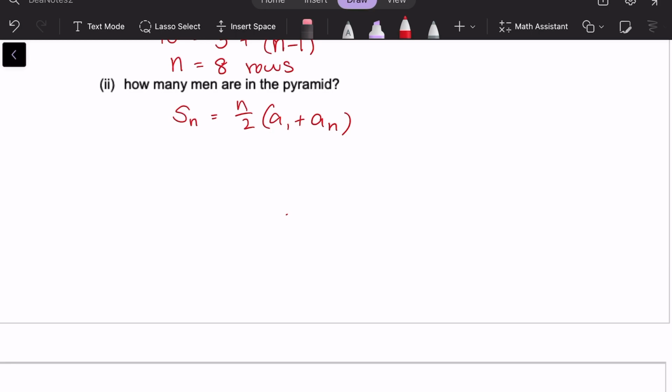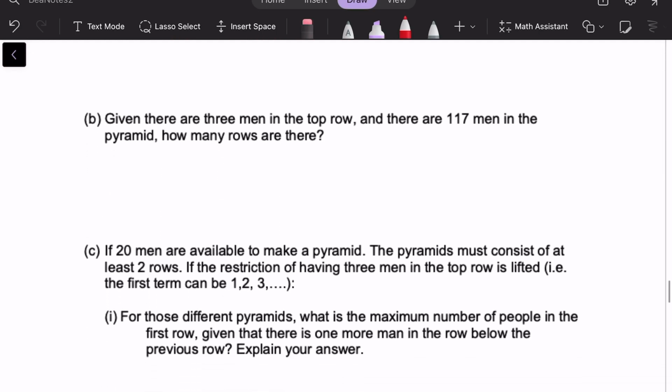So a1 is the first term and an is the last term. How many men are in the pyramid? We know that n equals 8 from the previous question, so S8 equals 4, because 8 divided by 2 is 4. The first term we know is 3, and the last term we know is 10. And that equals 52. So that's that one done.